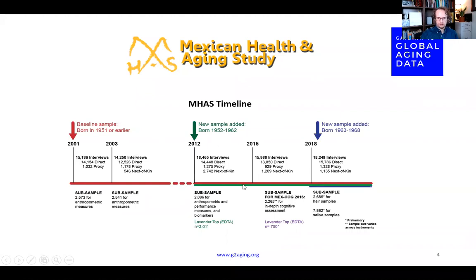But they came back in 2012, re-interviewing the people from the earlier sample and also adding a new sample of people who were younger, so born between 1952 and 1962. And then in their latest wave, wave 5, done in 2018, they also resampled, again, focusing on people born 1963 to 1968. And you can also see some information here about the other measures that were collected.